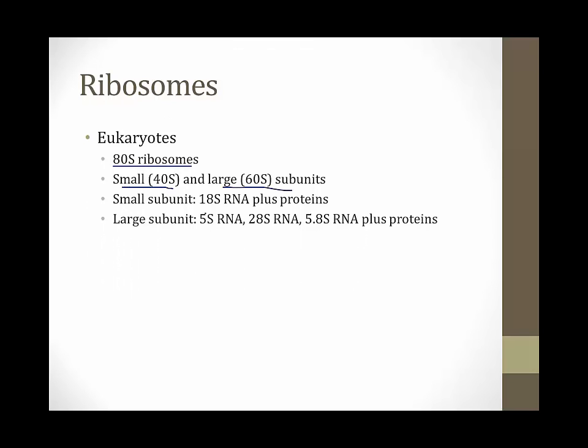The small subunit has an 18S piece of RNA plus proteins. The large subunit has several pieces of RNA ranging in size plus proteins, and it's pretty low yield to memorize all these sizes. The key point to know is that bacteria have different size ribosomes compared with human cells.